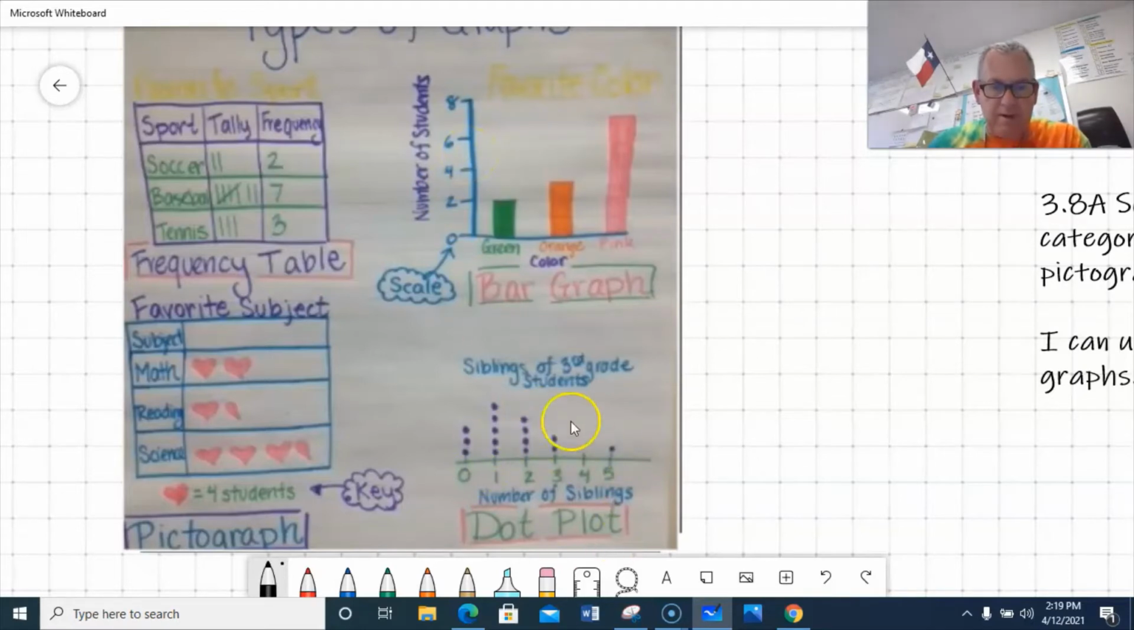And then we have dot plots. On dot plots, typically each dot's going to represent a person's vote. So if you count for this one, you could count how many dots are total, and that represents how many people have voted altogether. So next we're going to watch a video.